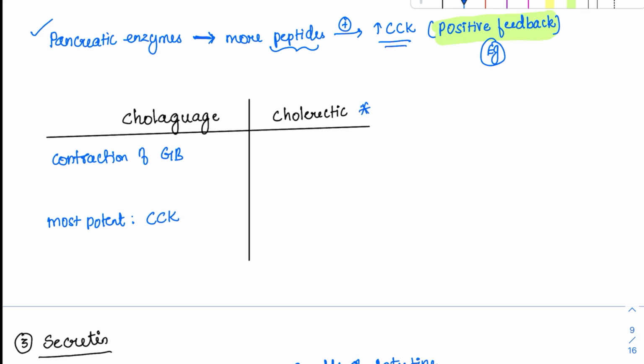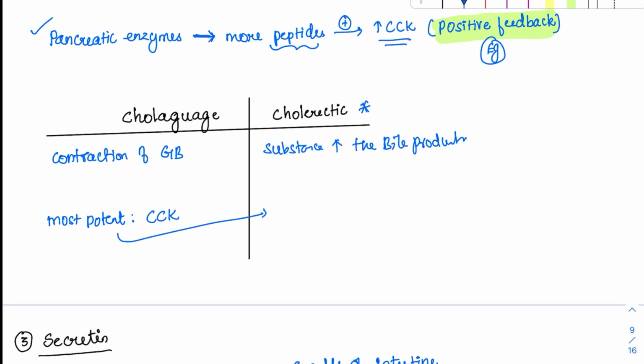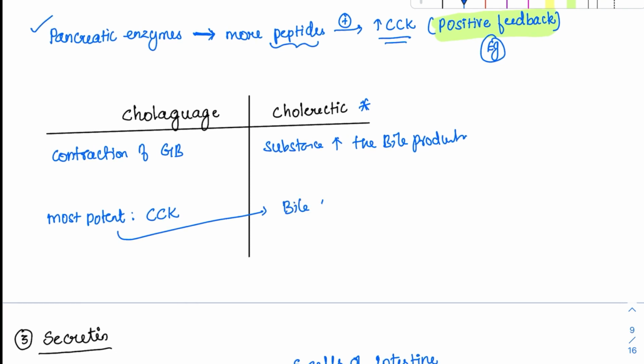Then there is something called a choleretic. What is a choleretic? Cholagogues contract the gallbladder, they don't produce the bile. Choleretics are substances which increase the bile production itself. And the question arises, which is the most potent choleretic? It is the bile salt itself. The bile salt is the best stimulator for itself, and it produces lots and lots of bile. So this is all about CCK.